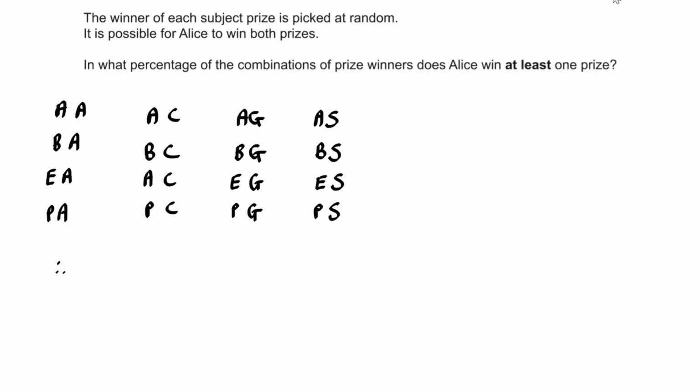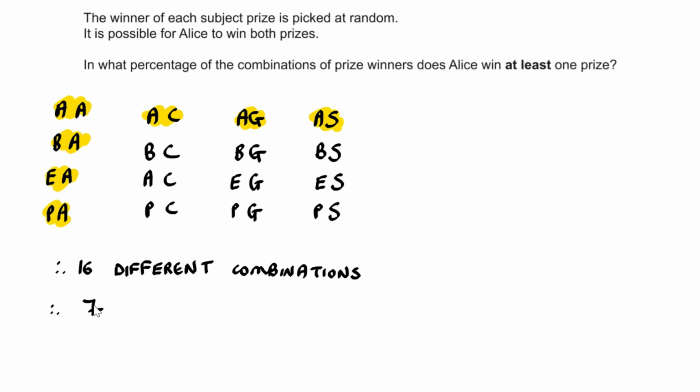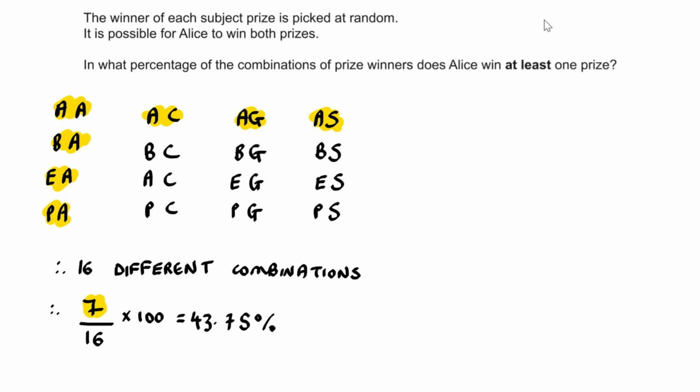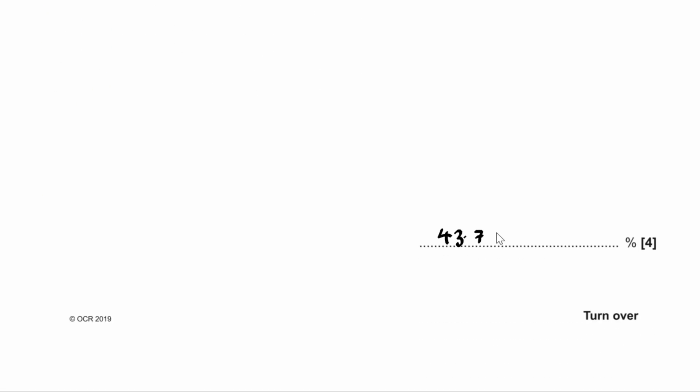So let's just write that down. There are a total of 16 different combinations, and if we think about the different ways Alice can win at least one prize, well, we've got here 1, 2, 3, 4, 5, 6, 7. There's 7 different ways Alice can win at least one, so therefore the percentage is equal to 7, so we just count it over here, divided by 16. So of course, for a percentage, multiply this by 100. 7 divided by 16 times 100, we get 43.75%.